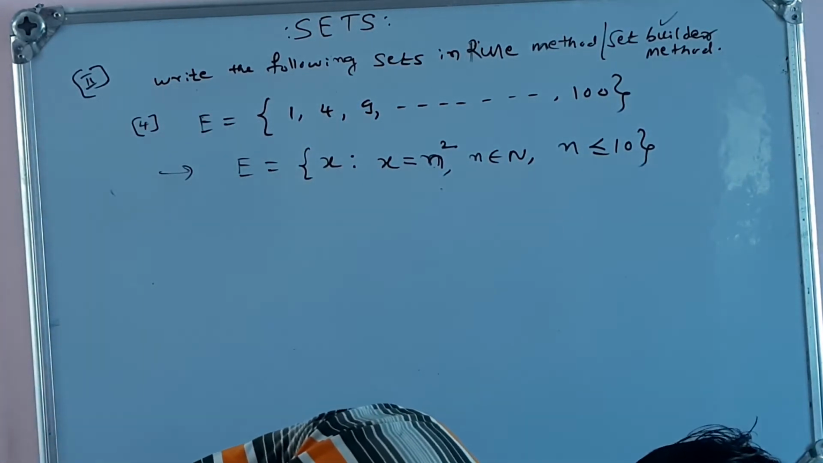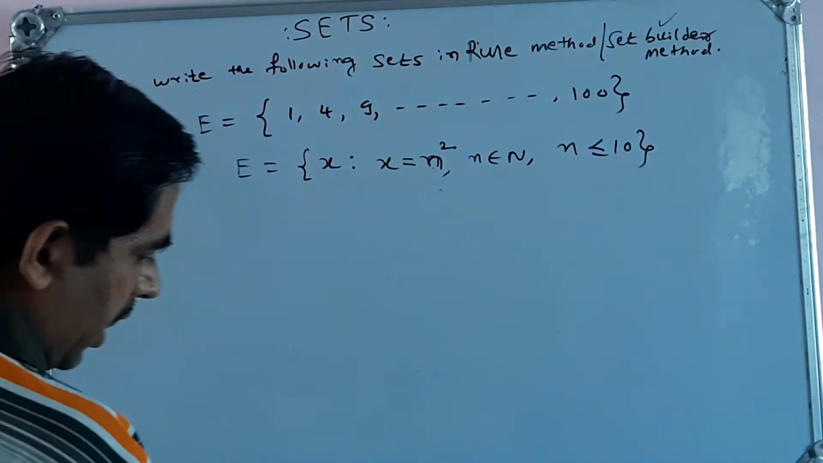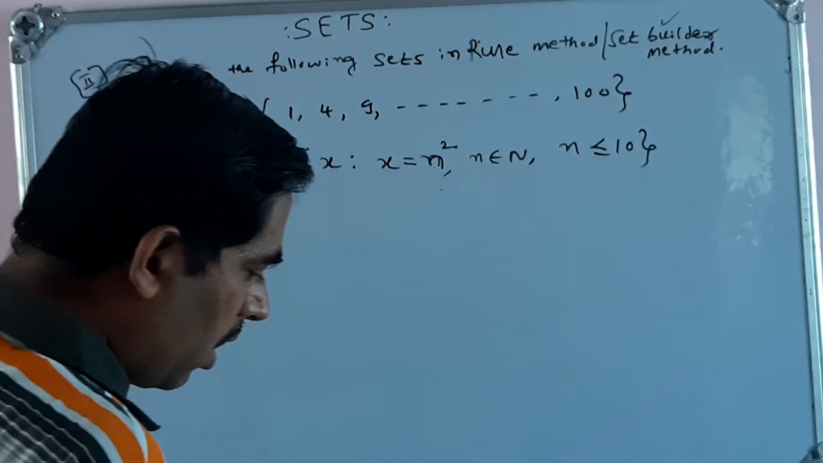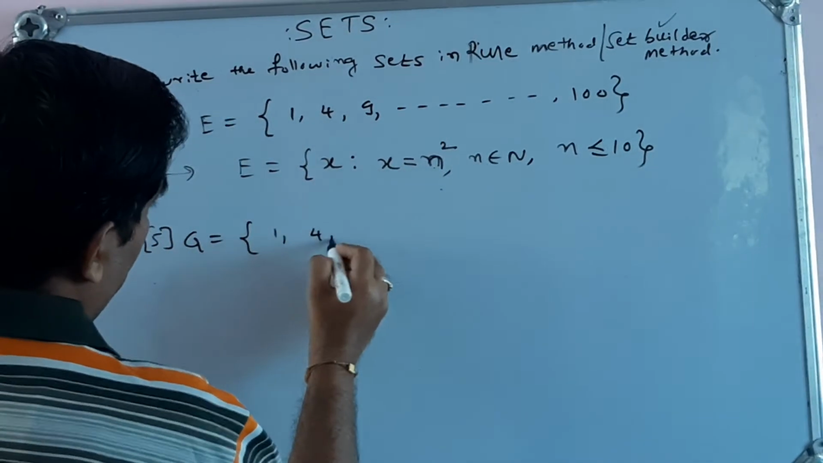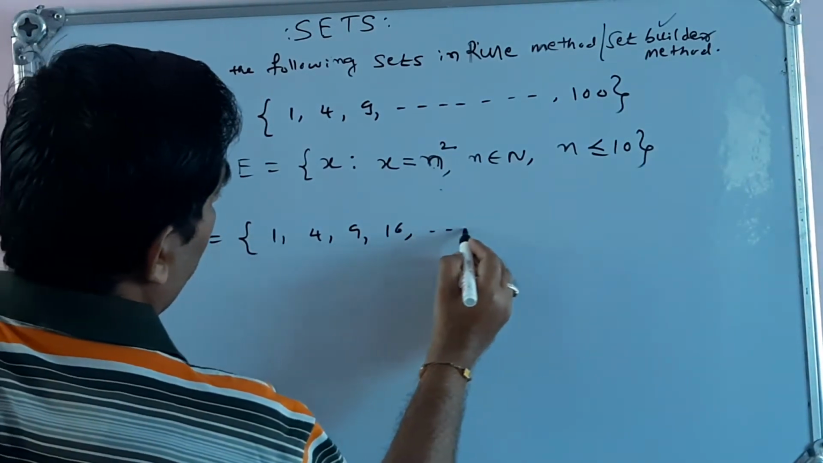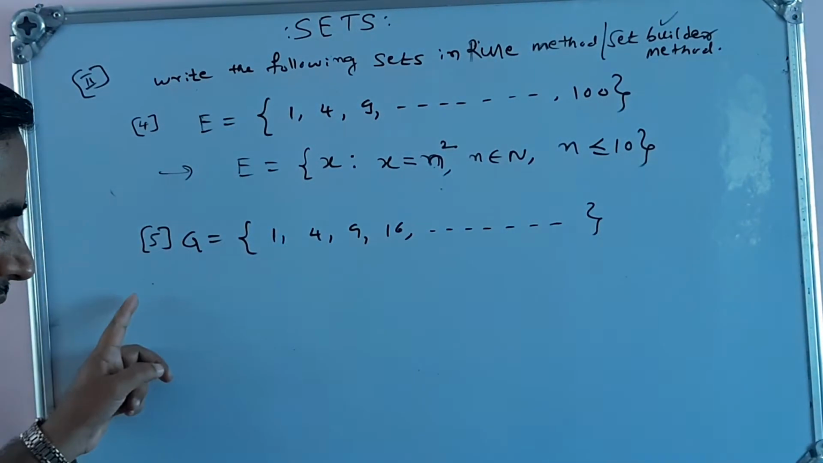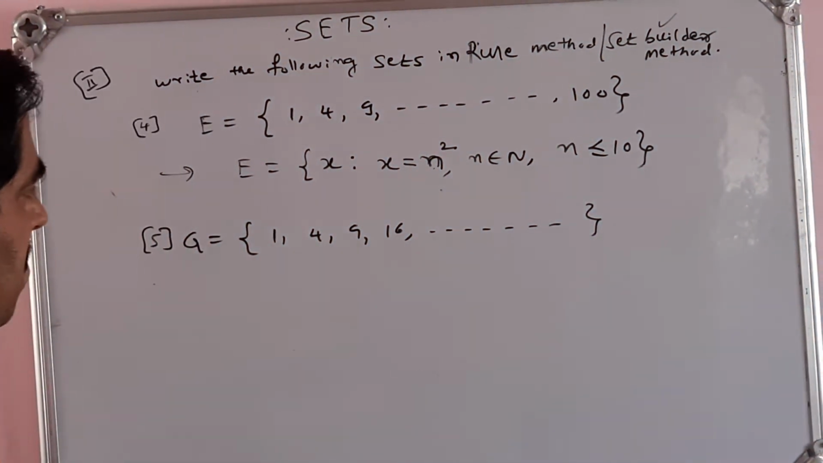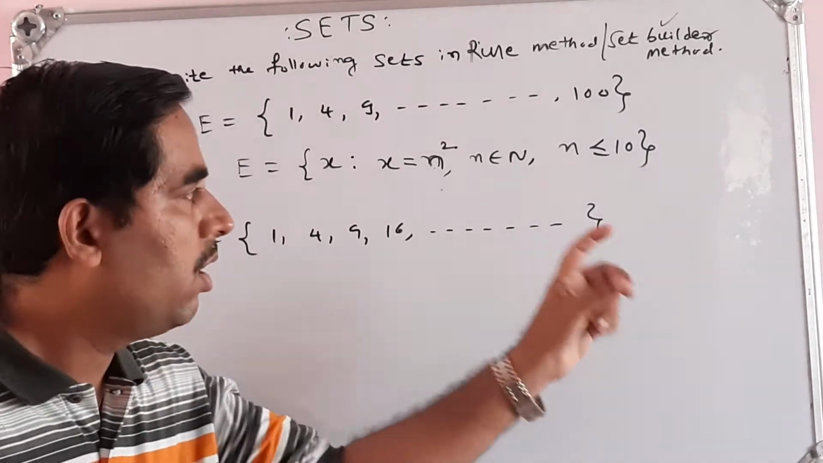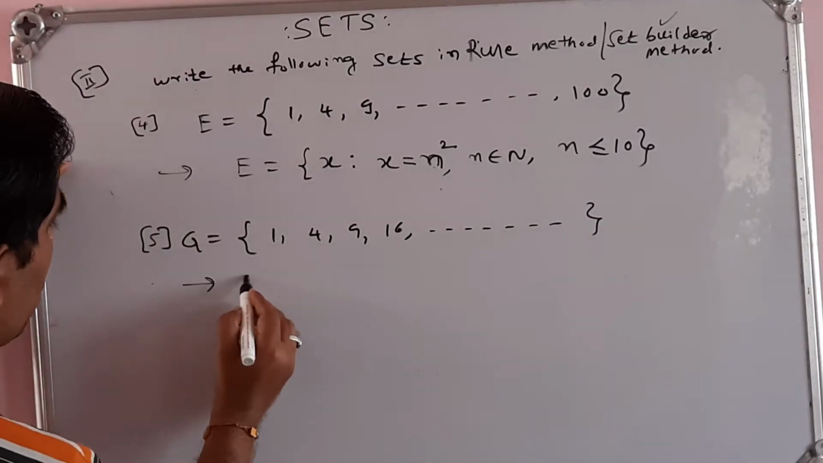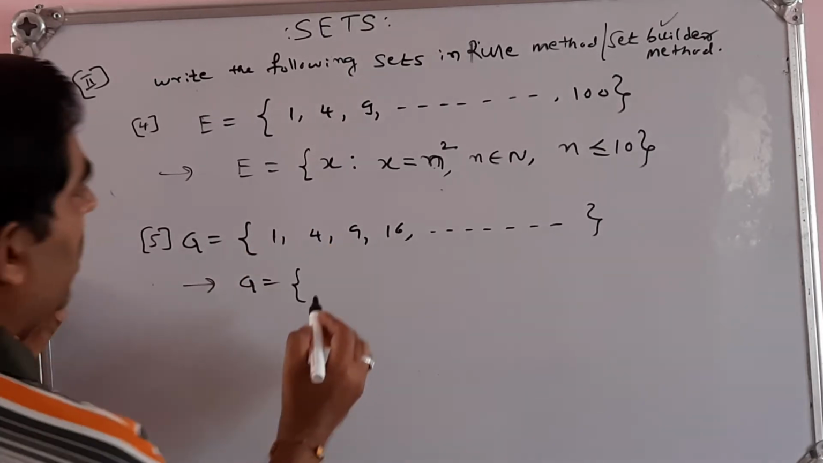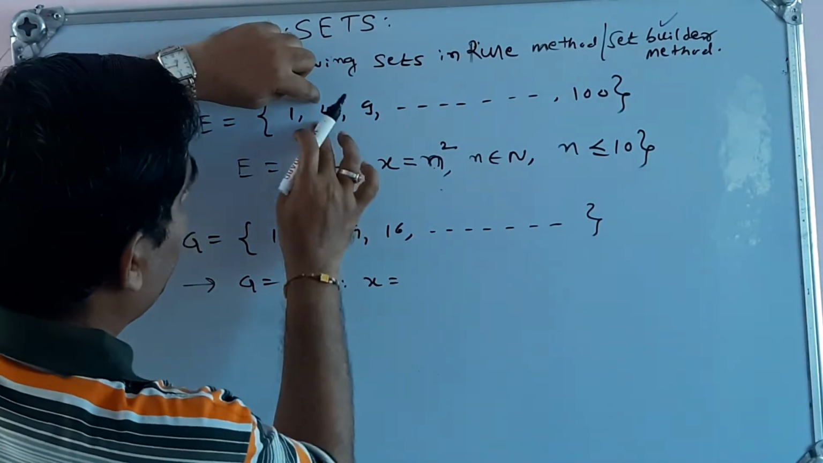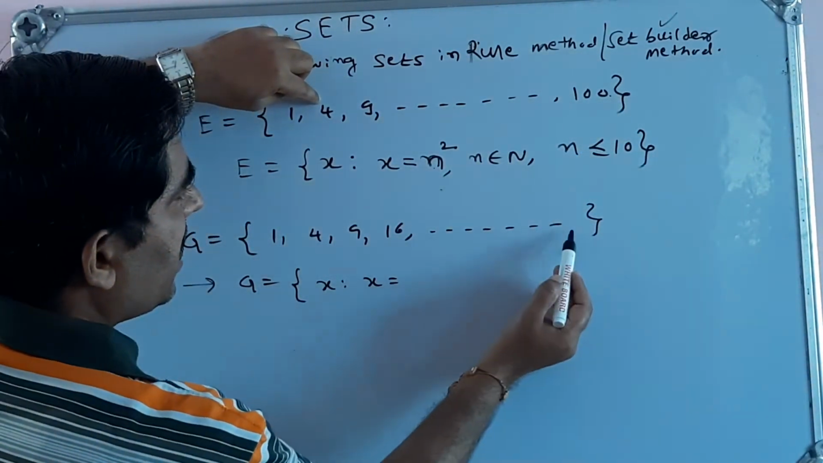Okay, so let us take another example here. G is equal to, so let me write another example: 1, 4, 9, 16. So see here, the elements are listed here. See, I have to convert this to roster form. So G is equal to x such that x is equal to, as in our previous example. See here, what is the difference between this and this? This is a finite set. It is an infinite set.